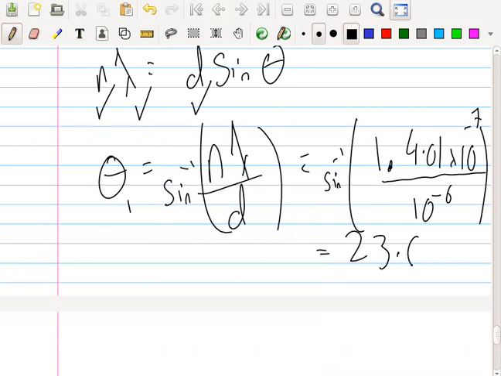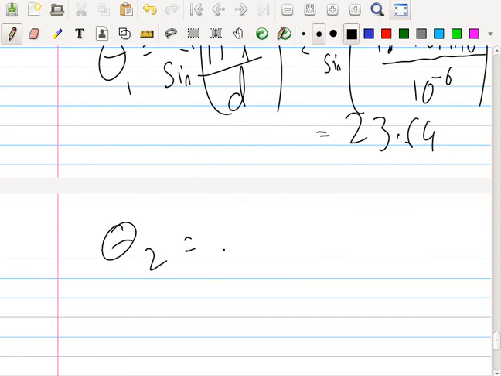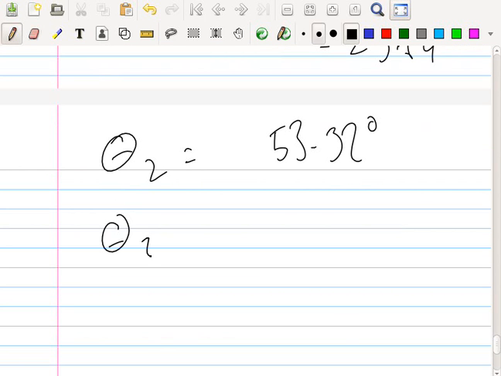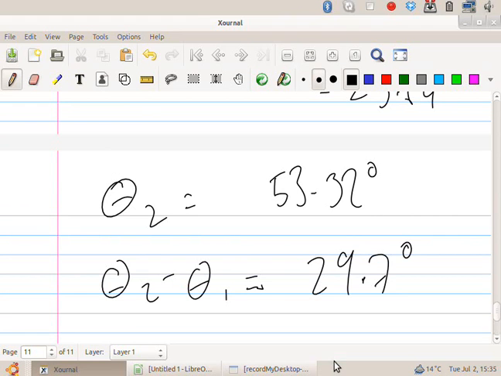23.64. Correct. Okay, and then when you do the second one, all you need to do is change the n here to 2. And you should get 53.32. And he wants the difference in these angles. So please minus them and you will get 29.7. It's the same. They just changed the light. What is it? 29.7. 6.87.